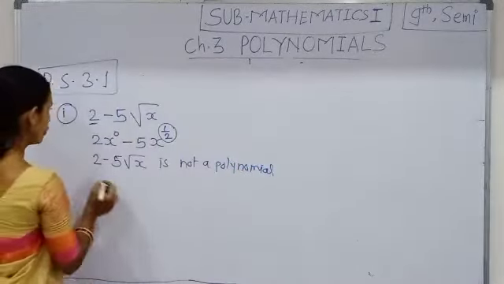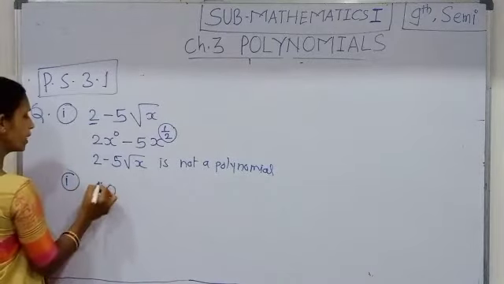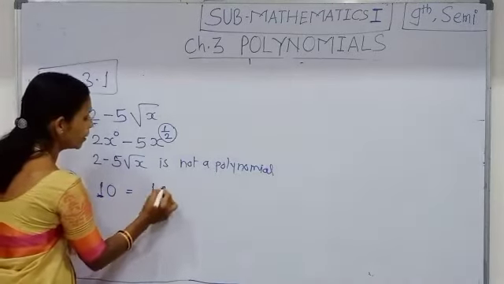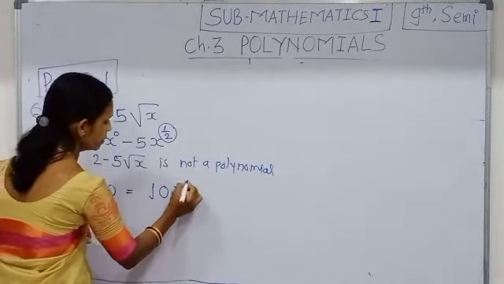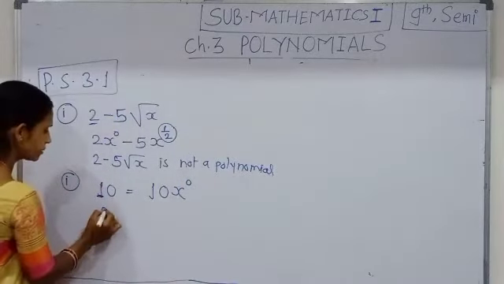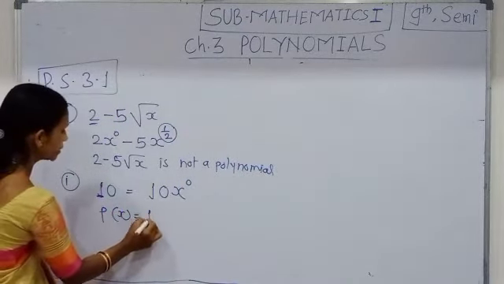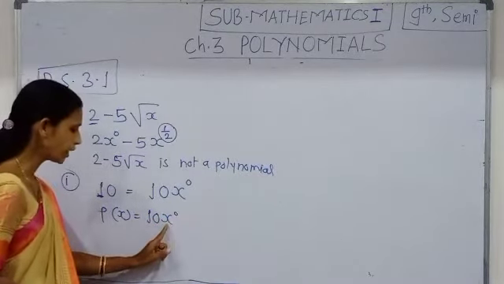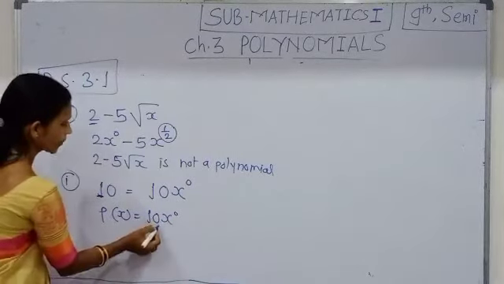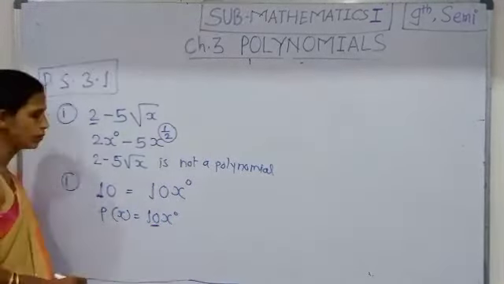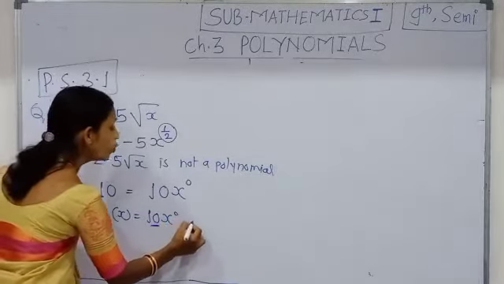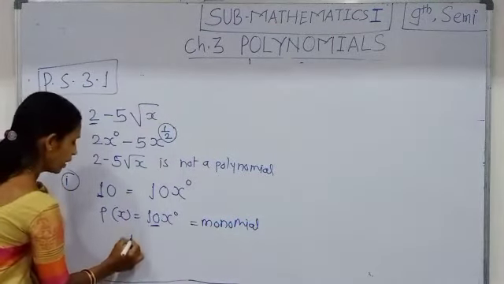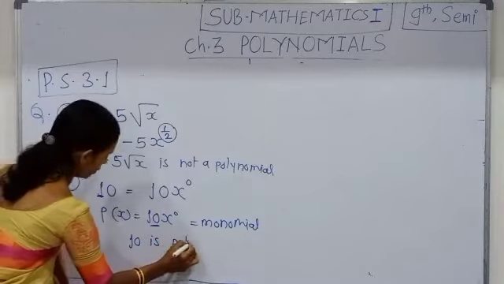One more example is given here: 10. 10 is a constant term, therefore it can be written as 10x raised to 0. Let us write the polynomial in the variable x, that is 10x raised to 0. Here the degree of x is 0 and the coefficient is 10, which is a real number. Therefore, it is a monomial type of polynomial.